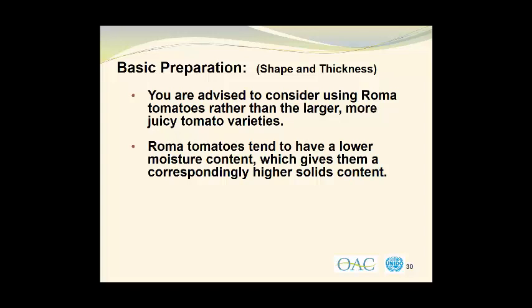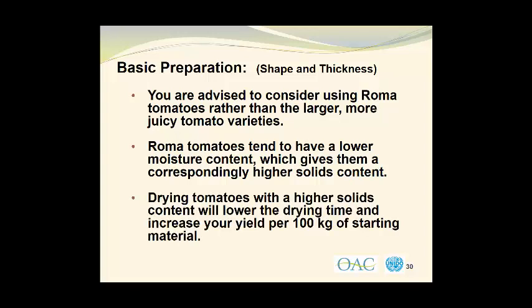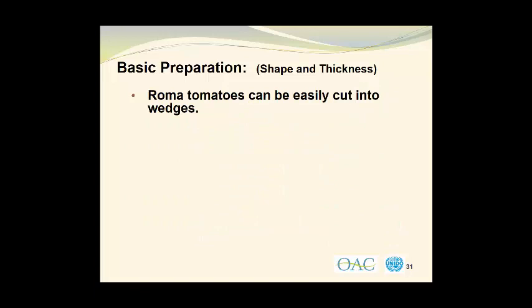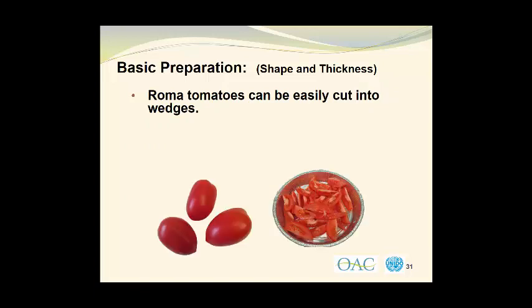But you have to be careful here because some Roma tomatoes have been bred to have a high moisture content. Drying tomatoes with a higher solids content will lower the drying time and it will increase your yield per 100 kilograms of starting material. Roma tomatoes can easily be cut into wedges.